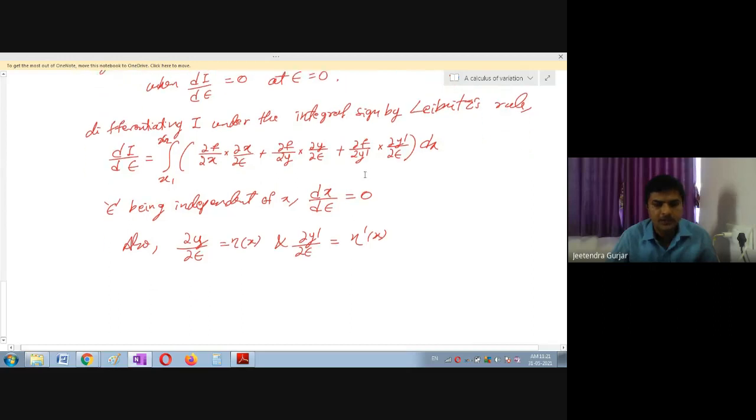Now I will substitute in this formula. So these are all the conditions we are going to substitute here. Therefore dI upon d epsilon is equal to the integral from x1 to x2.